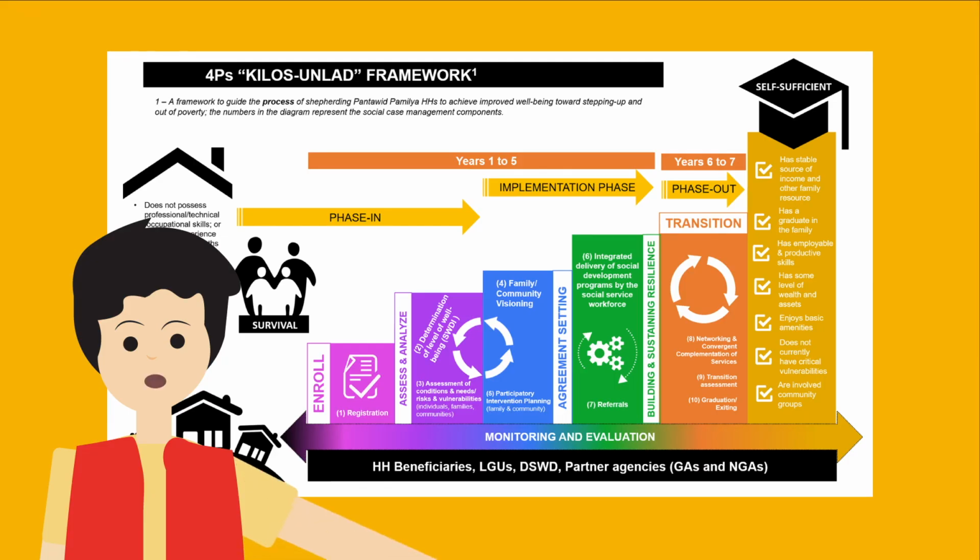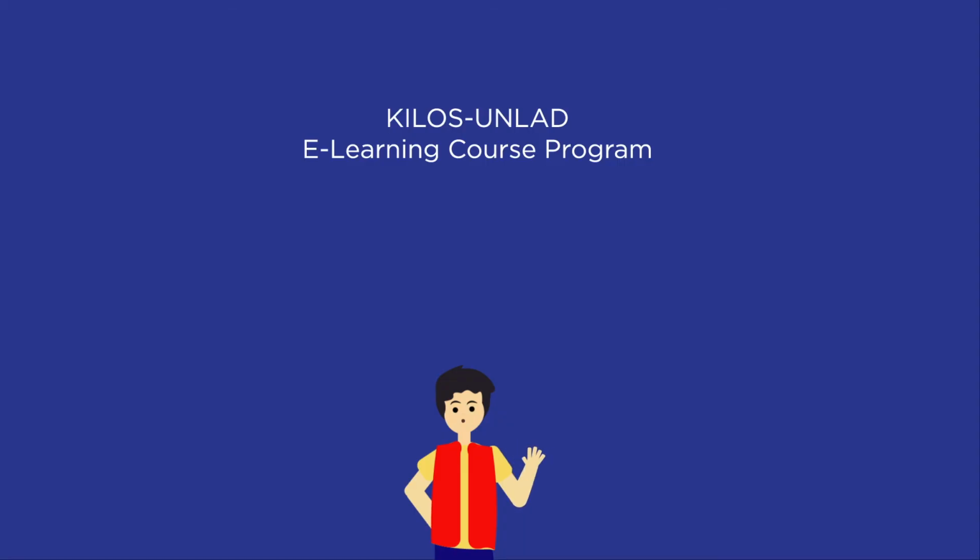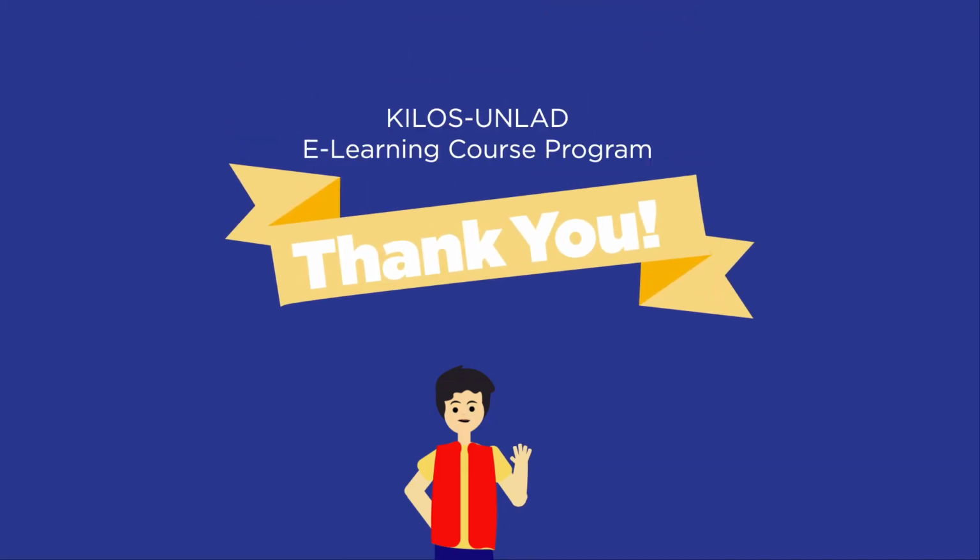We have now finished our discussion on the graduation to exit procedures, which is the last part of the KU transition phase in the 4Ps Kilos-Unlad 7-year program for the beneficiaries. We are done with our Kilos-Unlad journey. We hope that the discussions on KU's phases and components and its corresponding tools have prepared you in managing the cases of your household beneficiaries. Again, congratulations!